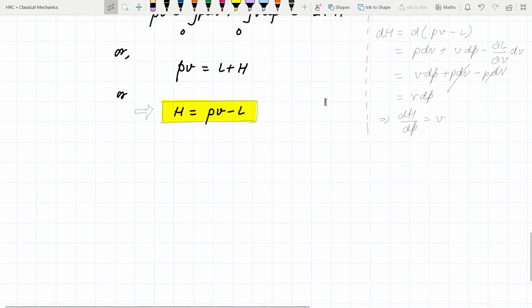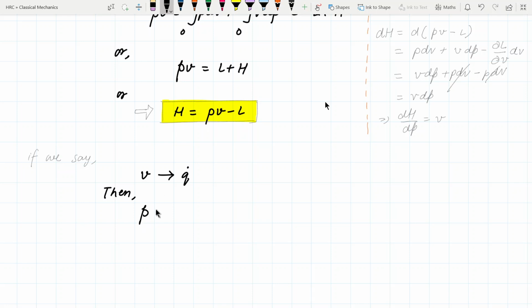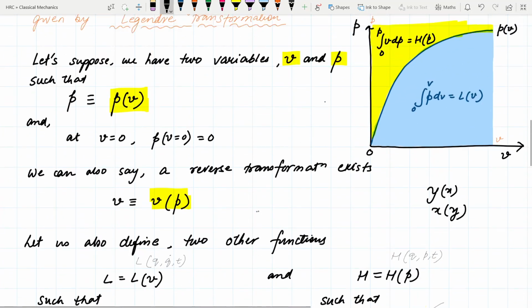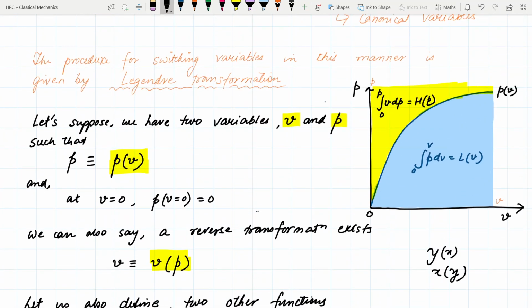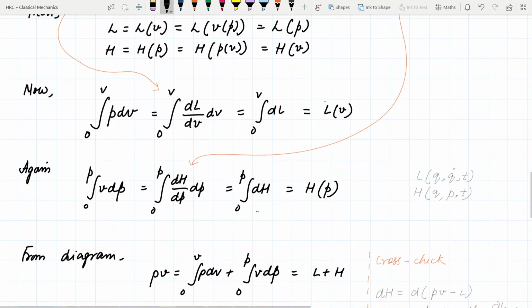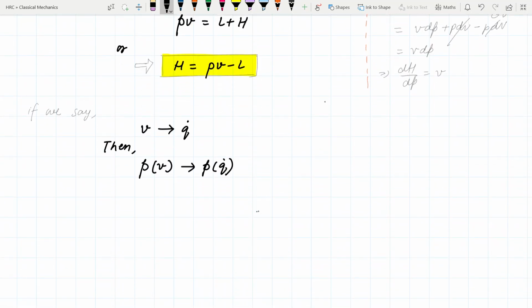So if we say that you replace V with Q dot, then P instead of being a function of V is actually a function of Q dot. As I took in the starting, here I had taken V not as velocity but just as a variable, and P also as a variable. So we are substituting that V is nothing but Q dot and P is just P itself.